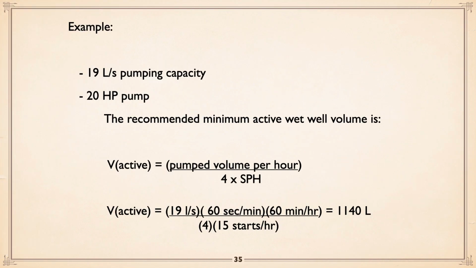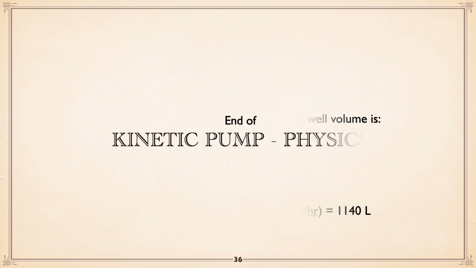Now let's take an example of this thing. If we're pumping 19 liters per second pumping capacity and I've got a 20 horse pump, there's our formula. 19 liters per second times 60 gives you liters per minute, times 60 again gives you liters per hour, divided by 4, the constant, and 15 starts per hour, which is what is recommended for a 20 horse motor. That means you have to have 1,140 liters between start and stop levels. Okay? That's it for this.